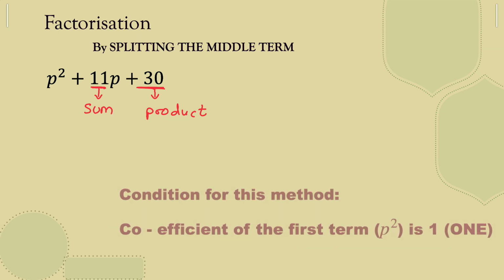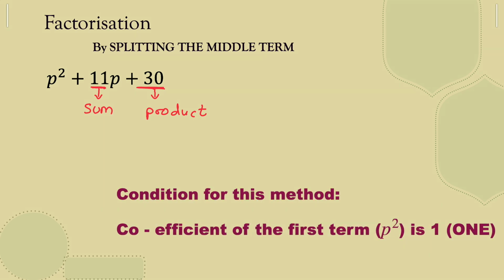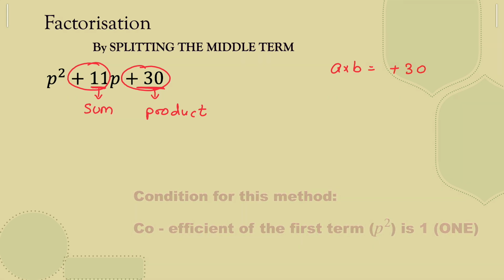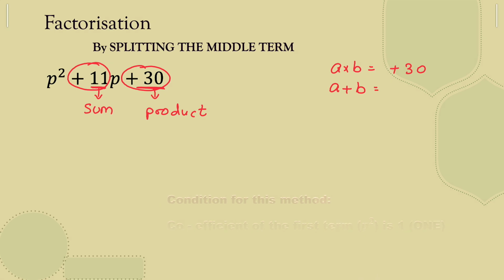Right now the coefficient of p square is 1. So for that condition, the last number is the product that we did in the exercise, and the coefficient of the middle term you have to take along with the sign. So your product A into B is positive 30 and the sum A plus B is positive 11. So your two numbers are 6 and 5, 5 and 6, both positive. Identifying those two numbers is important.